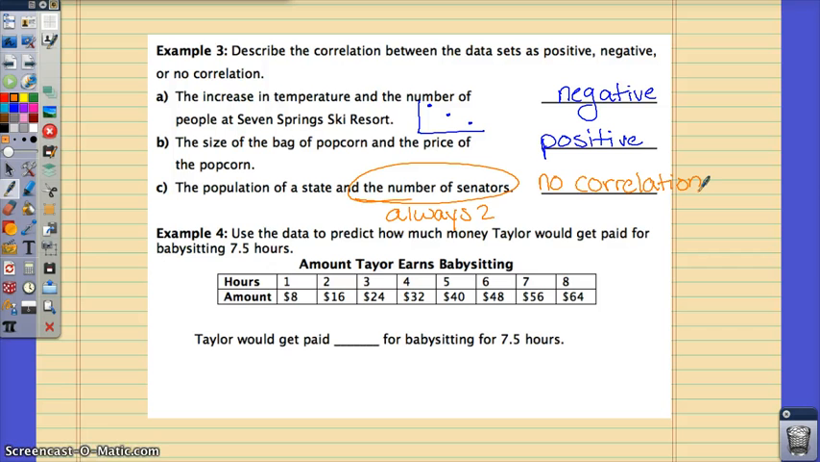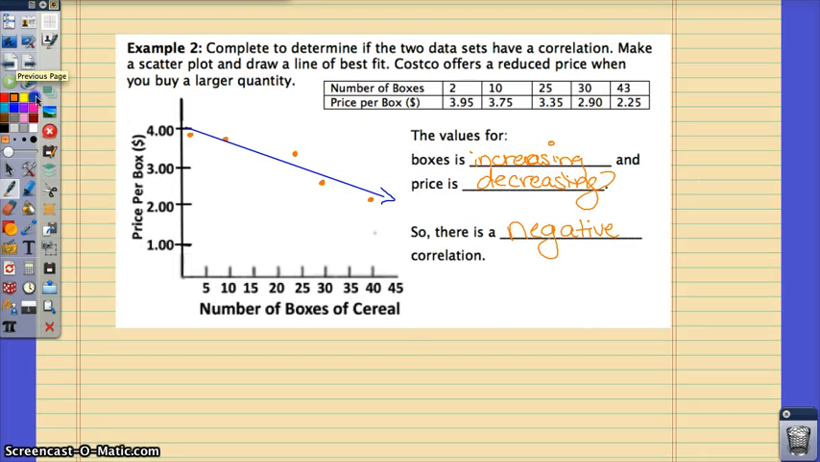So let's use this last example then to make a prediction. Use the data to predict how much money Taylor would get from babysitting for 7.5 hours. This was like what I was talking about with the graph. We might use a graph to make a prediction. If I want to know about how much 45 boxes would cost, I could trace that up to my line of best fit, and then I could trace that over to figure out what the price would be. It's just an estimation. It's just an approximate answer. It's not going to be perfect, but a line of best fit can help you predict.